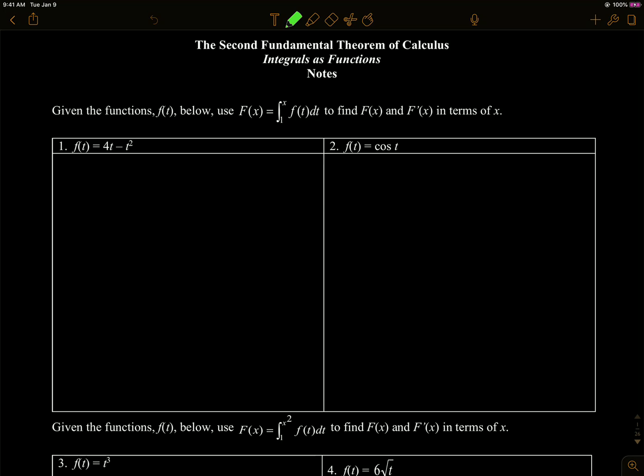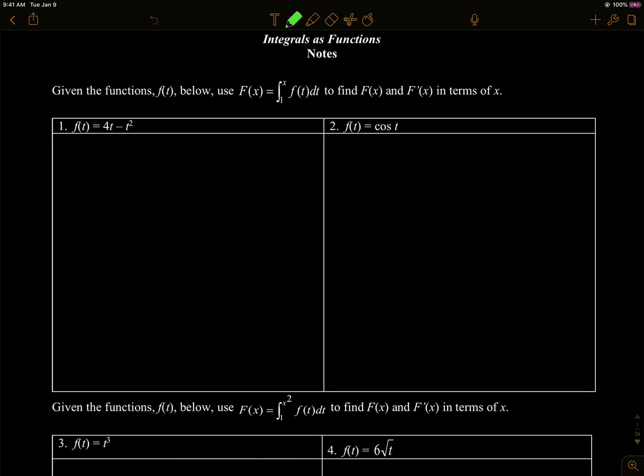Okay, we're going to look at the second part of the fundamental theorem of calculus. So we're going to define our capital F for these examples as the integral of a lowercase f, and those f's will be given below here. We're going to do it several times for different functions and see what happens. We're going to find out what F of x is equal to, and then we're going to take its derivative and find out what the derivative is equal to.